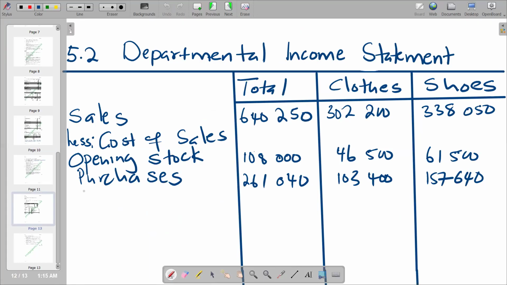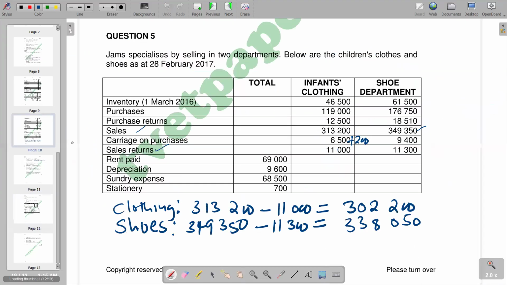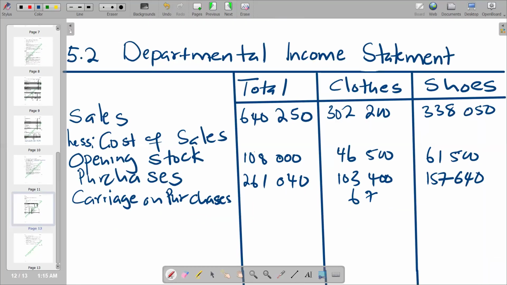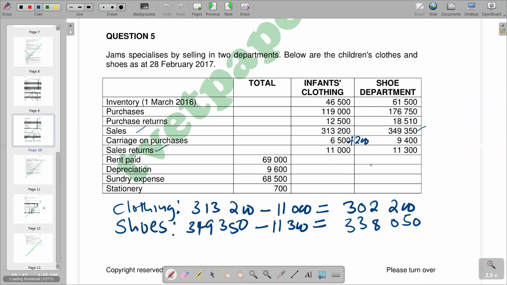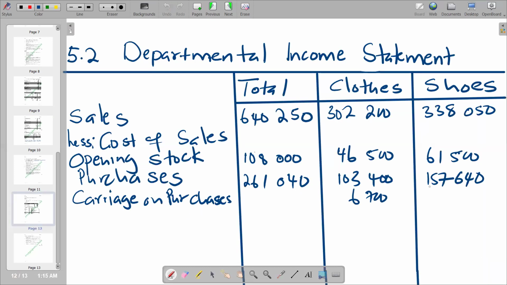This is going to be our carriage on purchases. Whereby we calculated for the clothes and we got 6,500 plus 200, we got 6,700. Then for the shoes, it's 9,400. So we add the two carriage on purchases to get the total. It becomes 16,100.